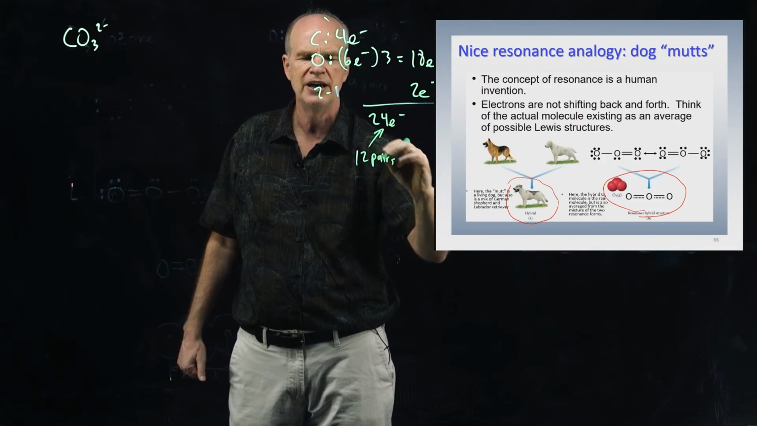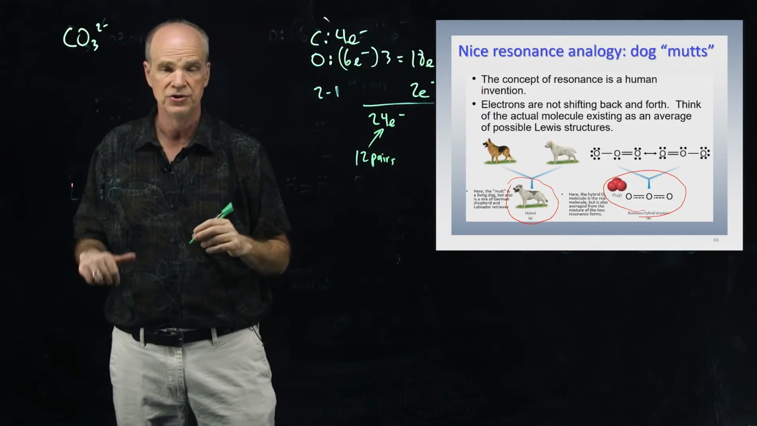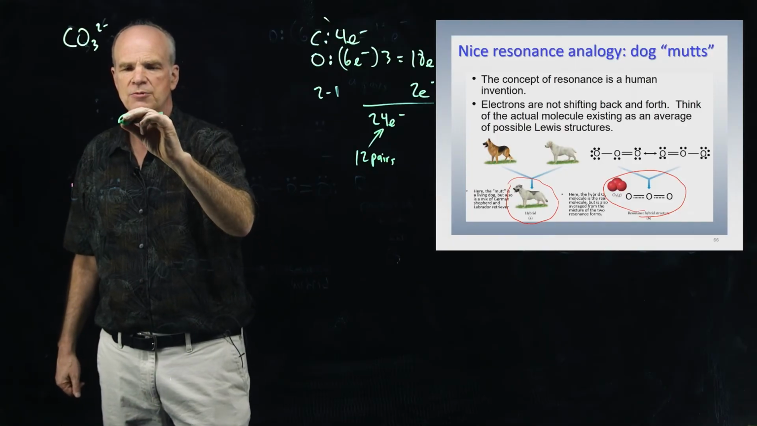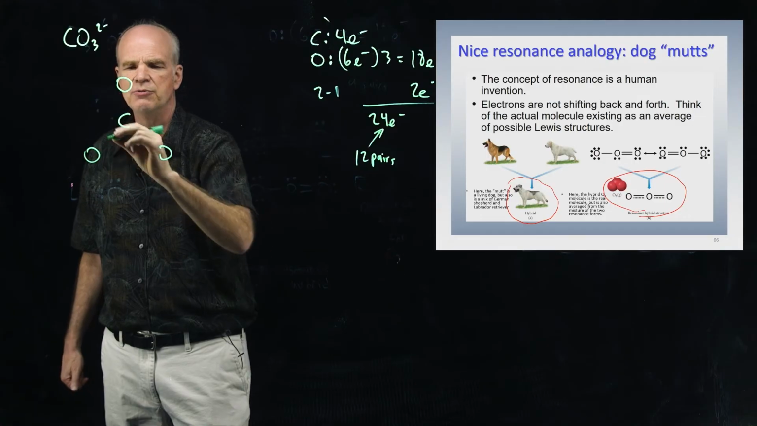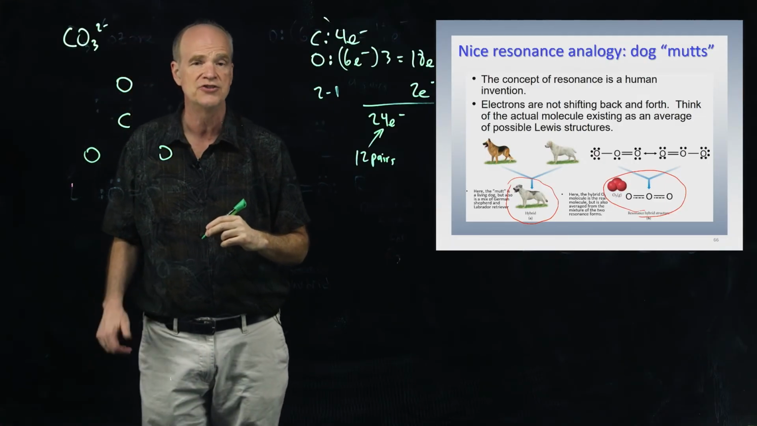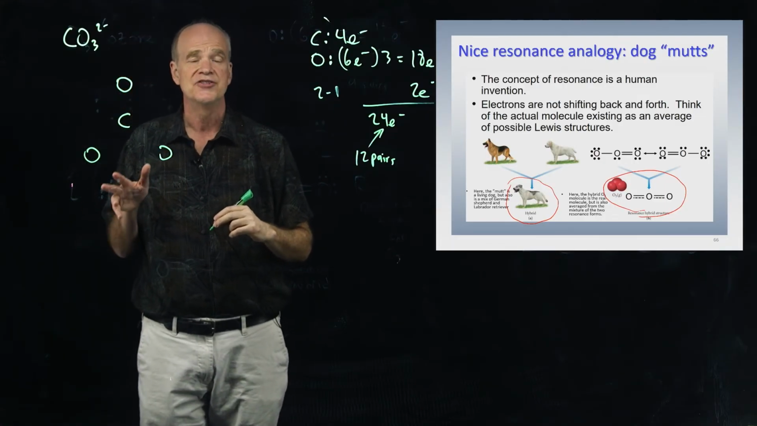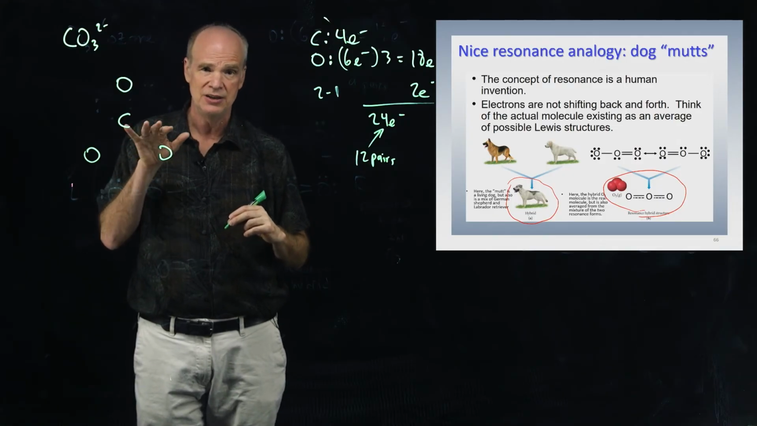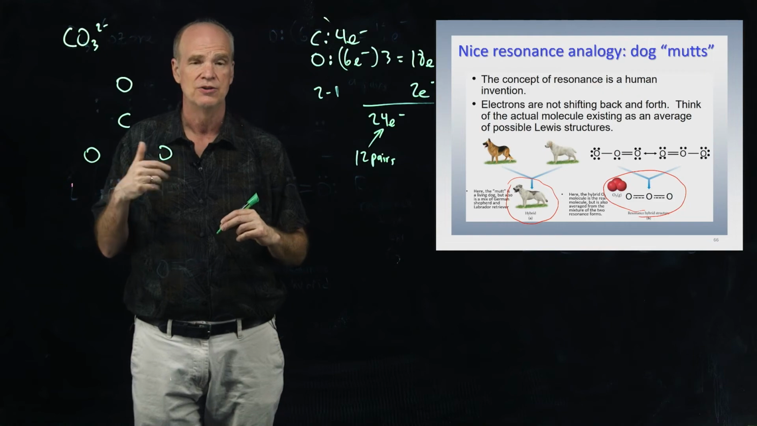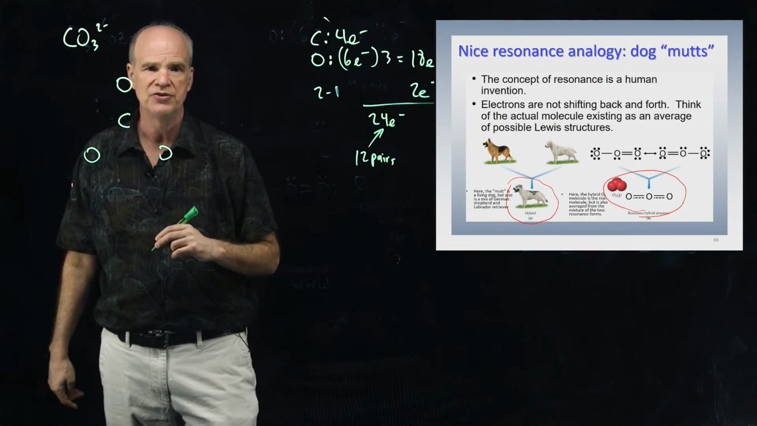Okay, so let's go ahead and try to draw out a Lewis structure. So we have carbon in the middle, oxygen will evenly distribute around the carbon. The reason why carbon is in the middle and not the oxygen is because you might remember carbon is less electronegative, and you put the less electronegative element in the center of the molecule most of the time. So that's why I put it there instead of oxygen.